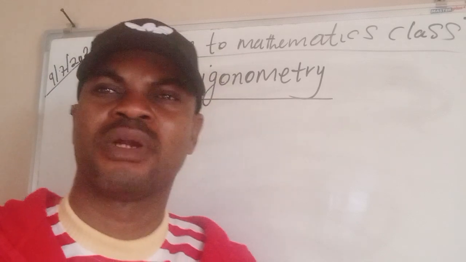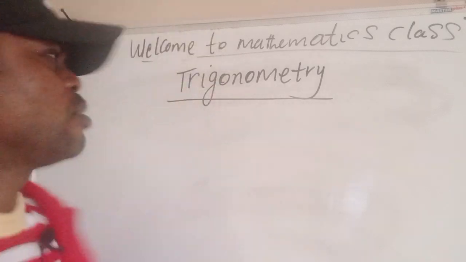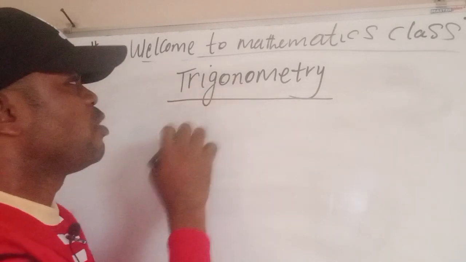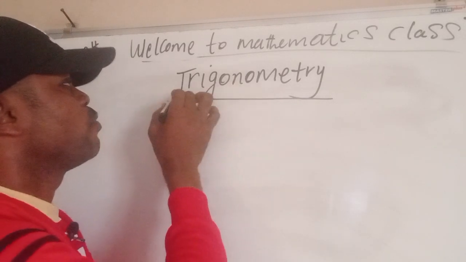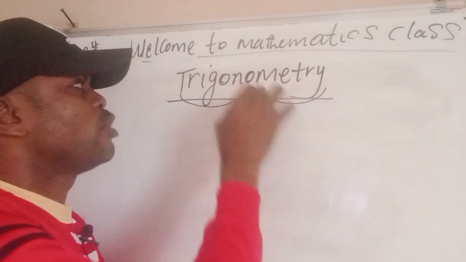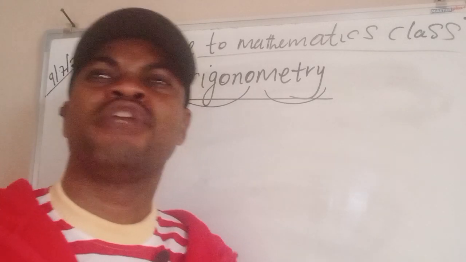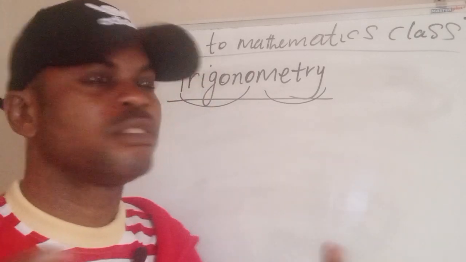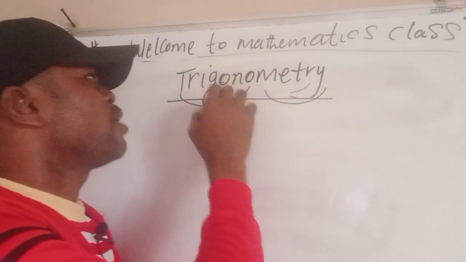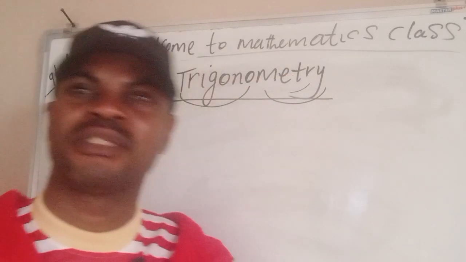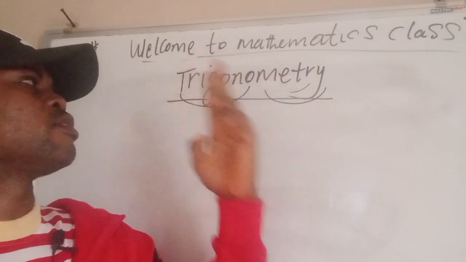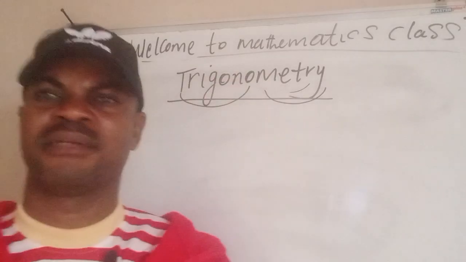Let me take it from the root word, the etymology of the word trigonometry. Trigono means triangles, and metry means measurement. So if you concatenate these two major syllables together, you're going to have measurement of triangles, because trigono means triangles and metry means measurement.